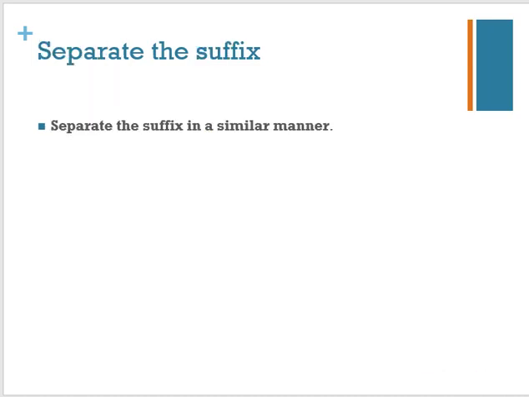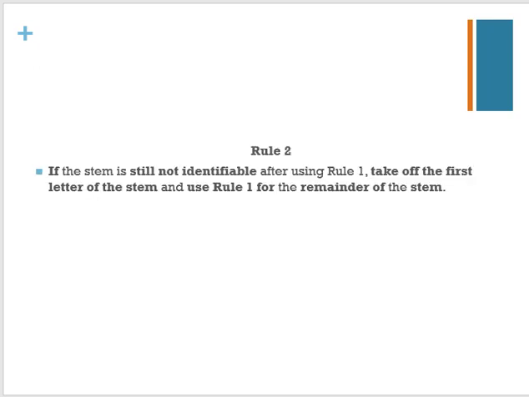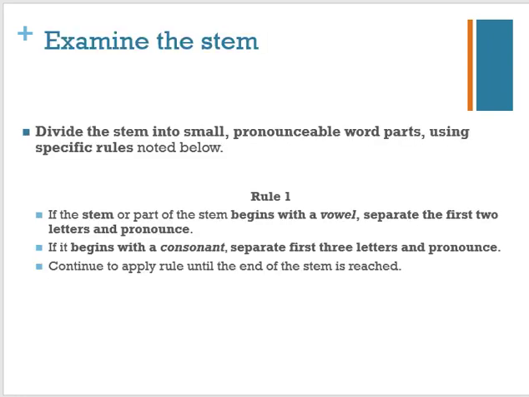The next step, separate the suffix. So again, having a list of suffixes and then putting the box around it. Say the stem or the root: pronounce the stem of the word, the base of the word, the root of the word. If it cannot be named, move on to the next step.